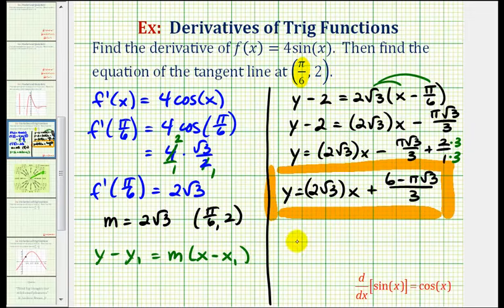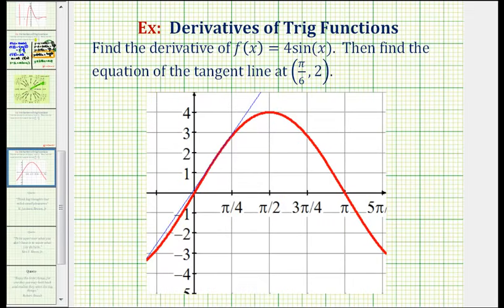But to make it easier to check graphically, 2 square root 3 is approximately 3.46, and this quantity here is approximately 0.19. So if we look at the graph, the red graph is a graph of f of x equals 4 sine x. The point pi over 6 comma 2 would be this point here. Notice how the blue line is the tangent line at that point, and it does look like the slope is approximately 3.46, and the y-intercept is approximately 0.19. So this is good enough to verify that our work looks good.